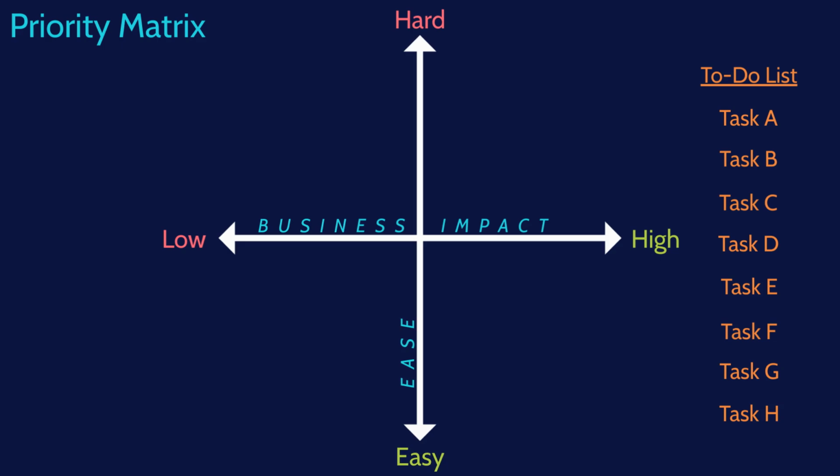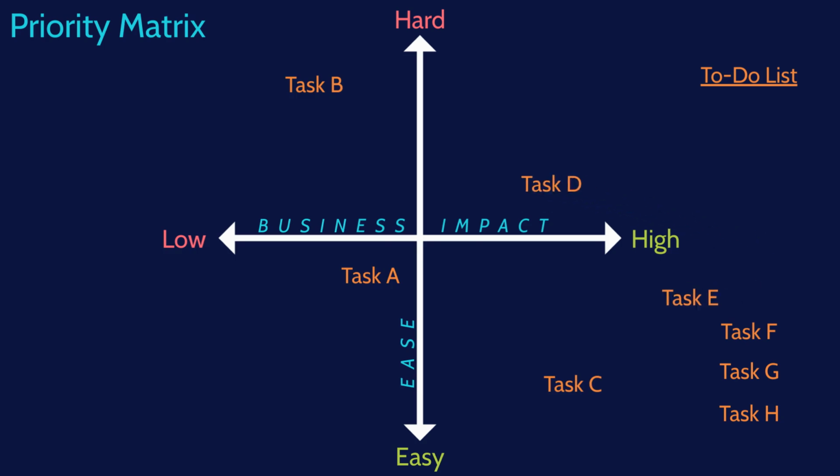Ease can be multiple things: how much time a task may take, how many people need to be engaged, how costly, how complex. It's your perspective of how easy or hard a task will be. Your next step is to take all of the items on your to-do list and plot them on the matrix based upon the magnitude of the impact it will have and how easy it is to accomplish.